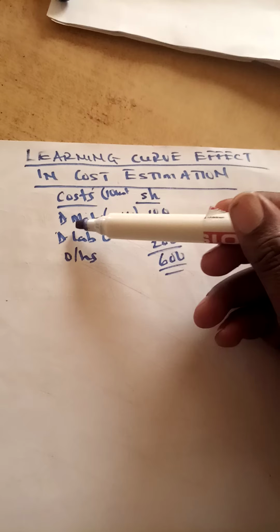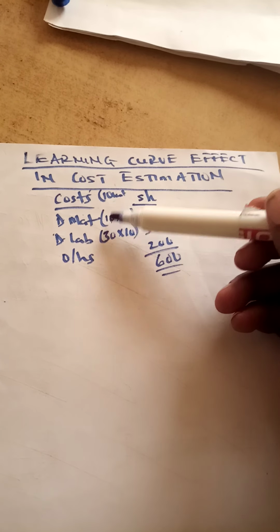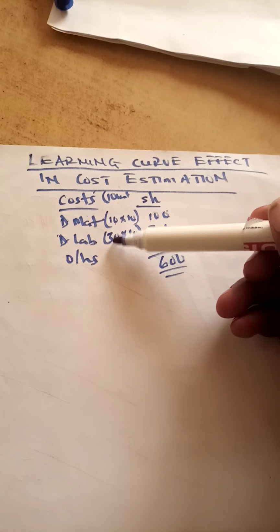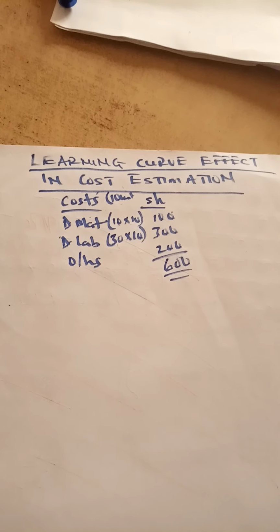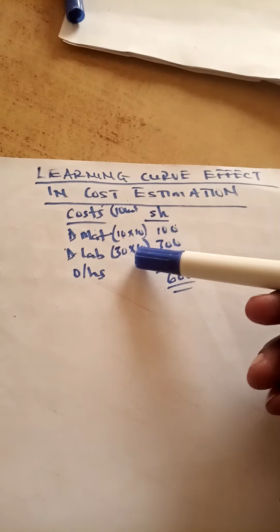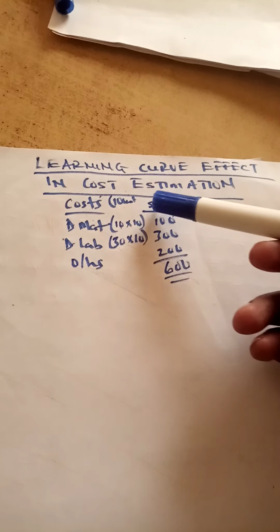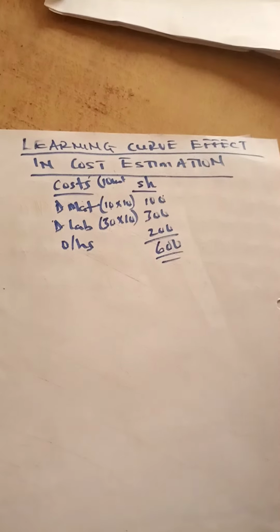So if for 1 unit you are buying materials at 10, the 10 units times 10 will be 100 shillings. Laborers, if you pay for every unit 30 shillings, if they make 10 units, then you multiply and get 300. Overheads, if it is 200, you come with the 200 so that you add and show that the total cost of what you are making is 600.